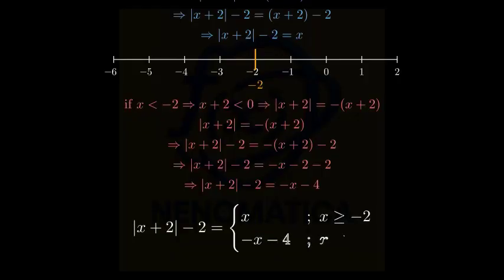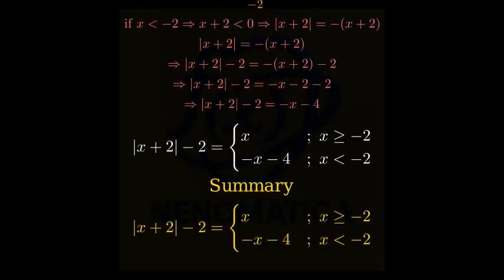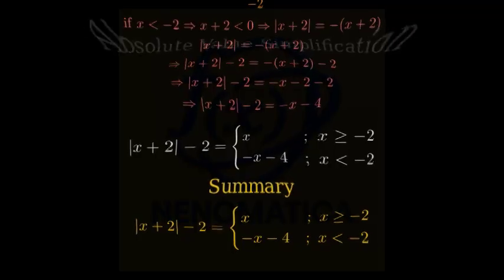Finally, we express the result as a single piecewise expression, matching the exact structure from the solution list. Summary. Using only the definition of absolute value and following the exact line order, we obtain that |x + 2| − 2 equals x when x is greater than or equal to negative 2 and equals negative x − 4 when x is less than negative 2.